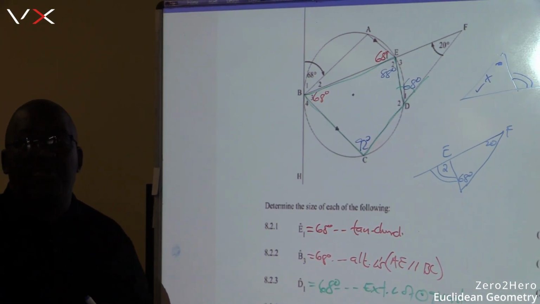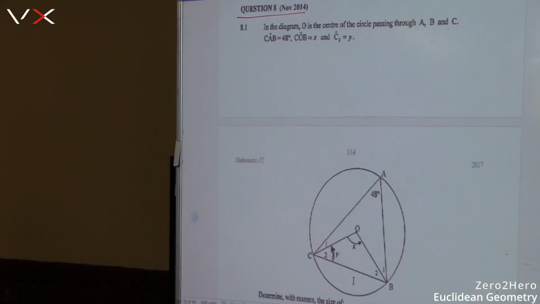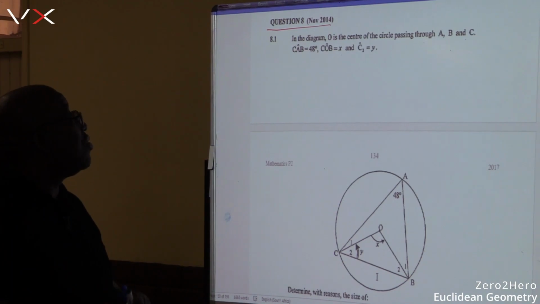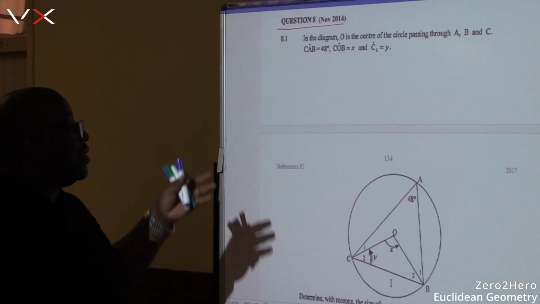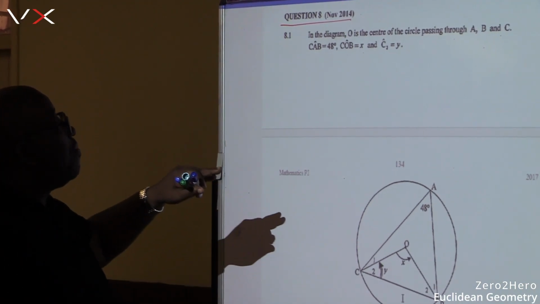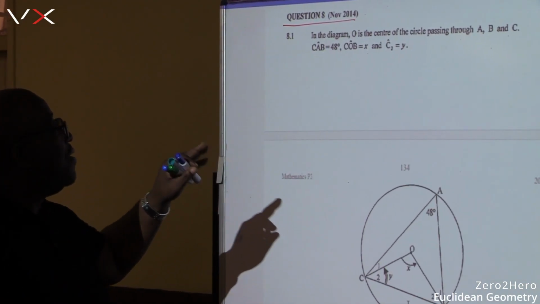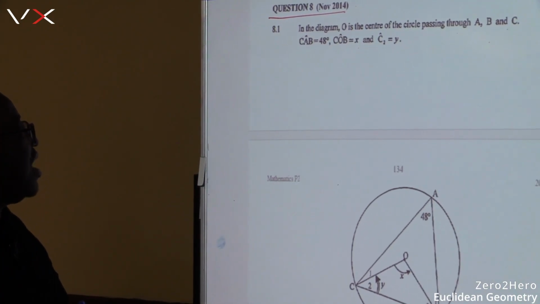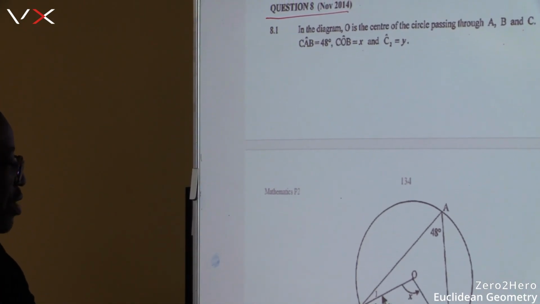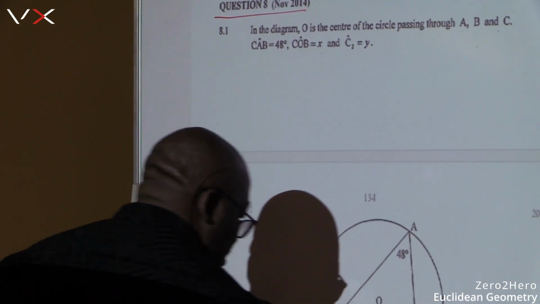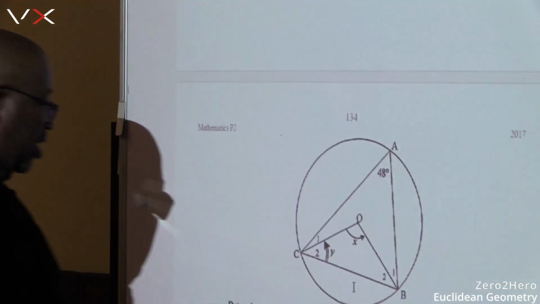I want us to look at the next problem. Let's look at how they set this part in November 2014. It was question 8. In the diagram, O is the center. Center, I think of center theorem. The circle passes through points A, B, C, and we are given CAB is 48, COB is X, and C2 is Y, as indicated in this diagram. That's what we are given.